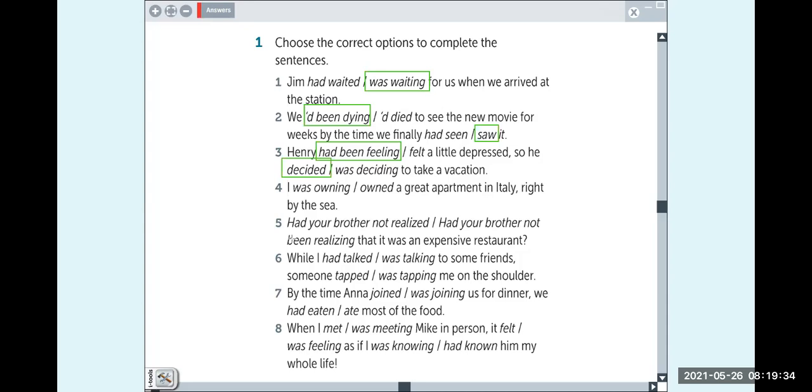Number 4, I was owning or I owned a great apartment in Italy, right by the sea. I owned. Very good. Number 5, had your brother not realized or had your brother not been realizing that it was an expensive restaurant?